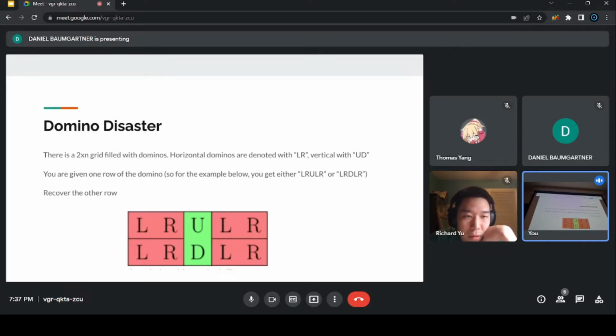The other kind, when we place it vertically, is labeled UD, up and down. Basically, the problem is you're given the first row of this domino structure of the 2 by n grid, and you want to reconstruct the missing row. There's an example. If you cover the bottom row, you can think about how the top row would yield the bottom row. I'll let everyone think on that for a little.